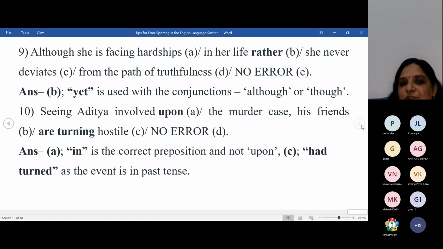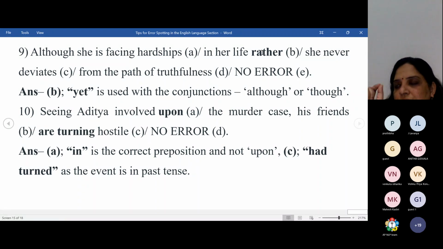Although she's facing hardships in her life, rather she never deviates from the path of truthfulness. They say here that yet is used with the conjunctions although and though. Although she's facing hardships in her life, yet she never deviates from the path of truthfulness. So these are the little tips which you must remember: whenever there is an although or though, you use yet. And with rather, another word comes: rather than. In many questions they have asked rather when; always remember that when is not used with rather, it's always than.